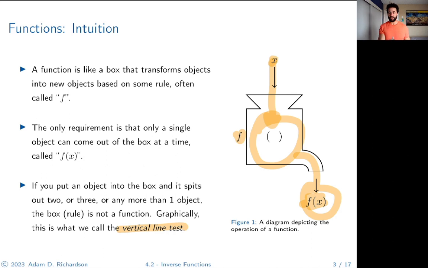If you draw a vertical line and your vertical line only touches the graph of your relation once, then it's a function. But that has to be true for every possible vertical line. So you have to pass vertical lines through every input point of your function, and then you see if it touches the graph at more than one point. If it touches at more than one point, then it's not a function.